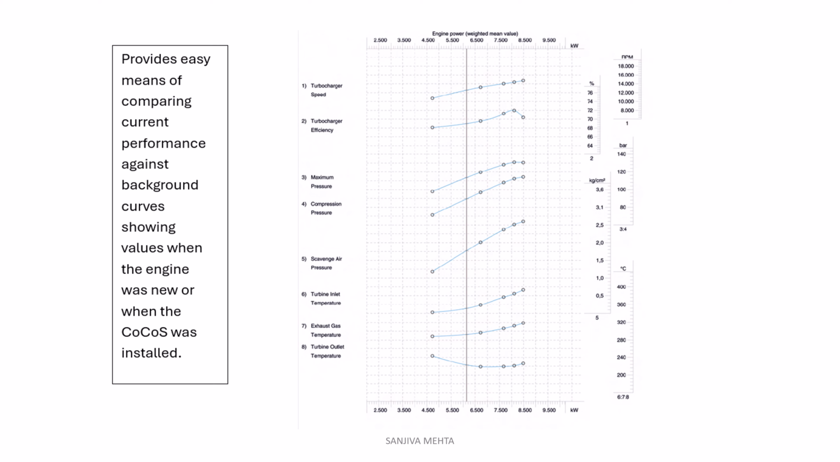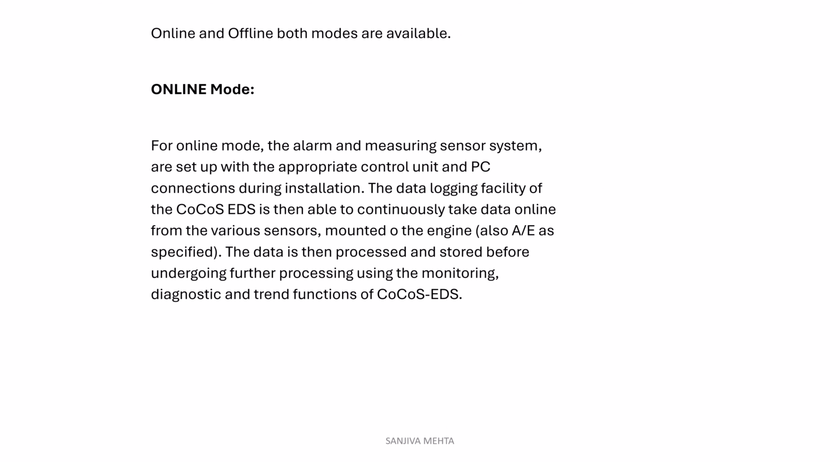Turbo inlet temperature, exhaust temperature, turbine outlet temperature. So this information is available. It provides easy means of comparing current performance against background curves showing values when the engine was new or when the Coco was installed. Online and offline, both modes are available.